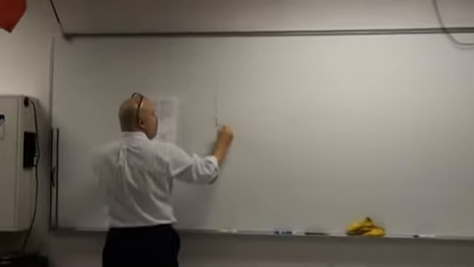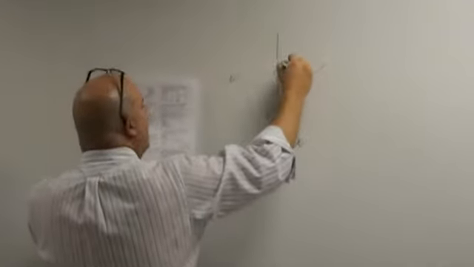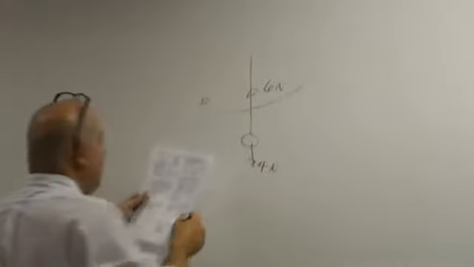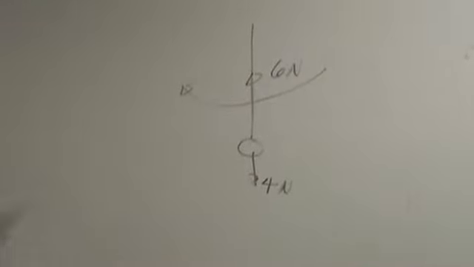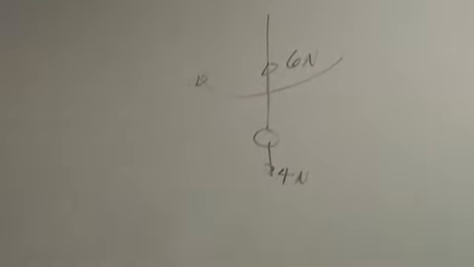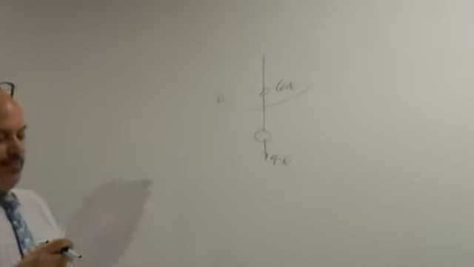Okay, it goes like this. An object weighing 4 newtons swings at the end of a string as a simple pendulum. At the bottom of the swing, the tension is 6. So here it is. It's swinging through an arc. It has a weight mg of 4 newtons. It has a tension on it of 6 newtons. All right? What is the magnitude of the centripetal acceleration of the object at the bottom of the swing?